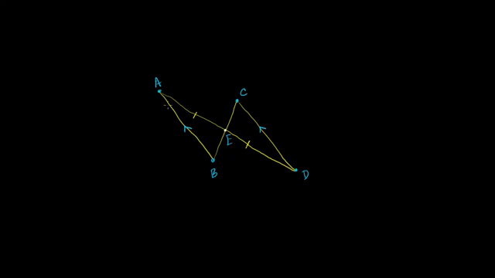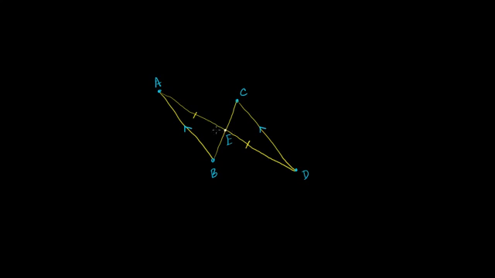So we have these two parallel lines, line segment AB and line segment CD. They are parallel, I should say they're parallel line segments. And then we have these transversals that go across them. So you have this transversal BC right over here, and you have this transversal AD.